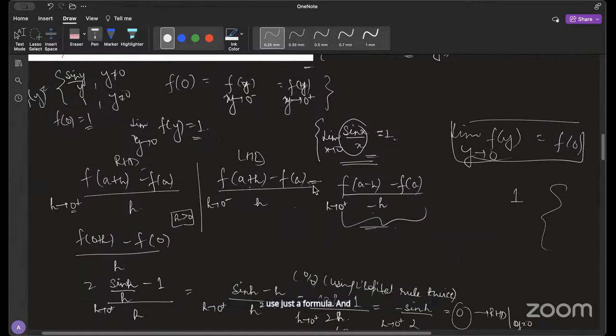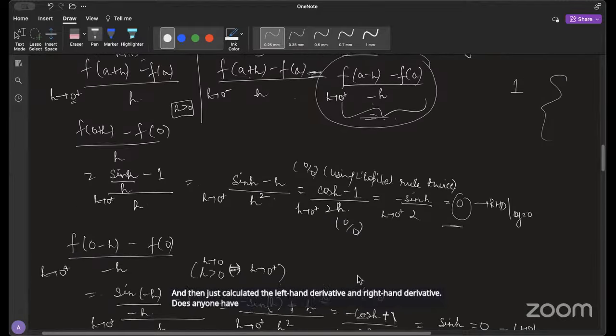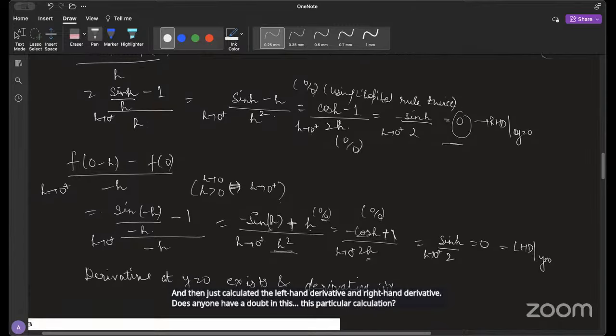And both of these are valid formulas for left hand derivative. Either you use this one or the other one, sorry. Your notes and everything make use of this one. So you can make use of this one. Whatever you find easy, you can make use of that one. We've solved both of these here. That's it. We put A equals to 0 and then just calculated the left hand derivative and right hand derivative. Does anyone have a doubt in this particular calculation? We can do that then.